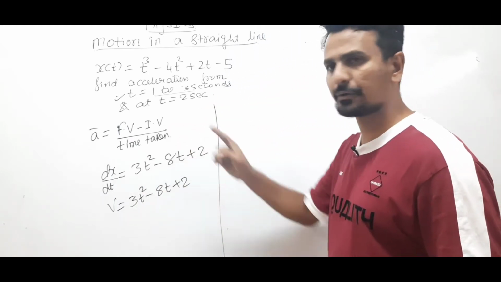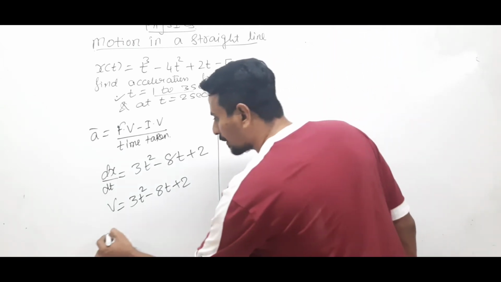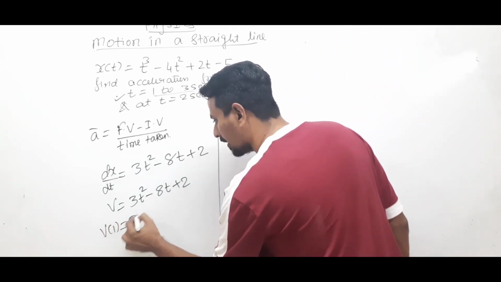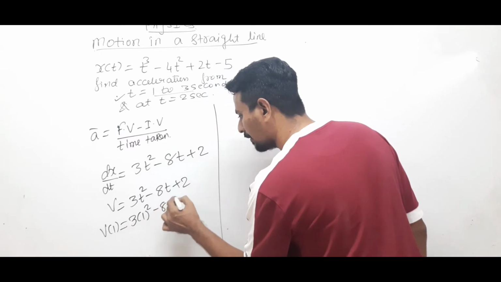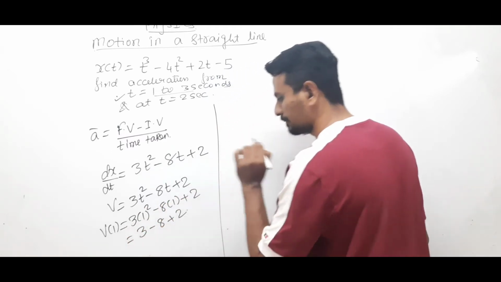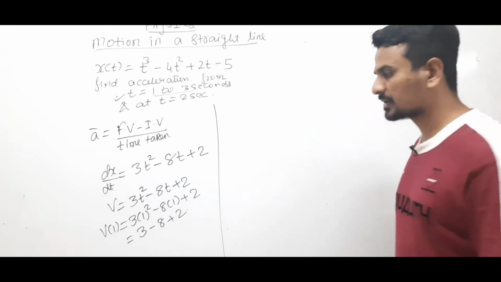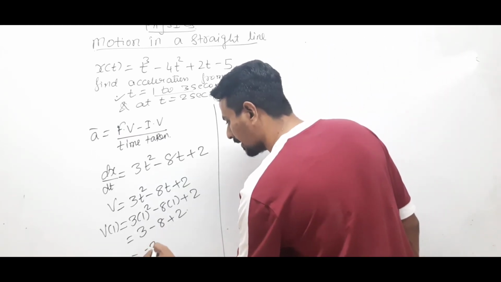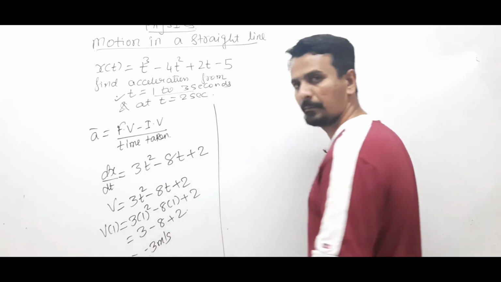And then substitute in this equation. That means velocity at 1 second: 3 into 1 squared minus 8 into 1 plus 2. This will be 3 minus 8 plus 2. So this will be minus 3. So your initial velocity is minus 3.